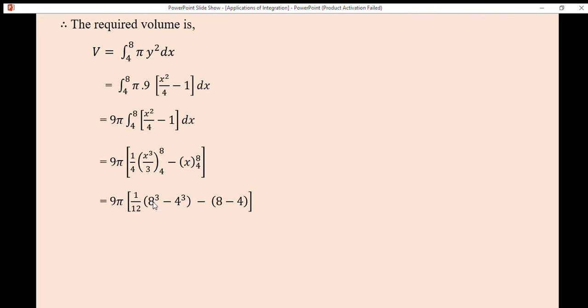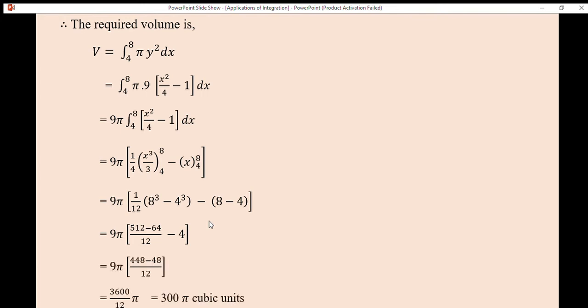Now next we have to apply limits. When you apply limits, you first substitute the upper limit: 8 cube minus 4 cube, that way. Similarly for the second term, 8 minus 4, upper limit minus lower limit. Simplified further, your simplification gives you the required volume of revolution. That is 300 pi cubic units.